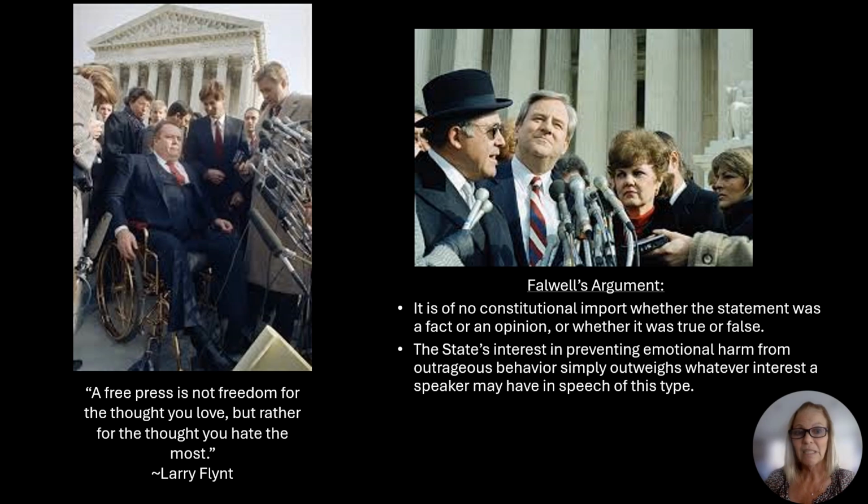Falwell's argument: it is of no constitutional import whether the statement was a fact or opinion or whether it was true or false. The state's interest in preventing emotional harm from outrageous behavior simply outweighs whatever interest a speaker may have in the speech of this type. So that's the 2 arguments that the U.S. Supreme Court are looking at, right?